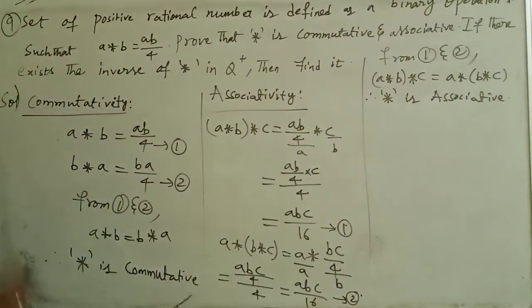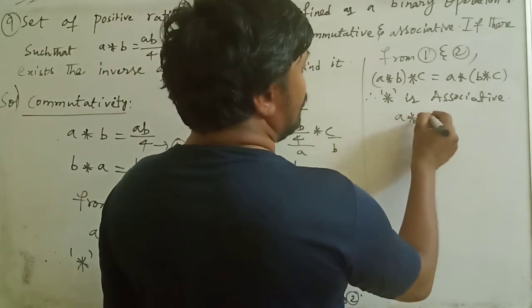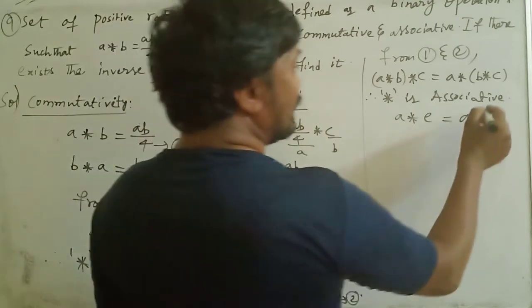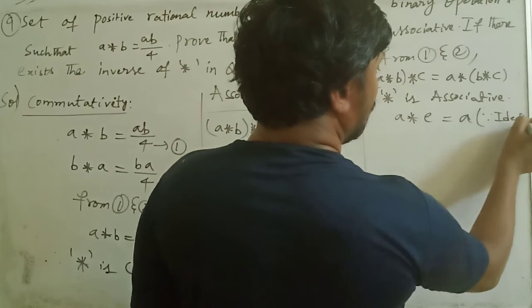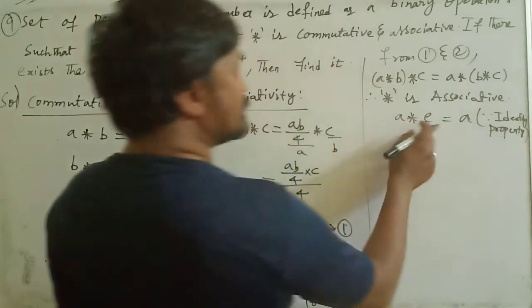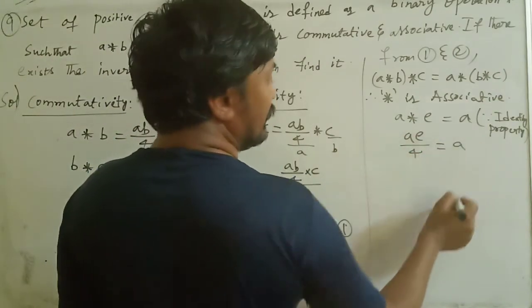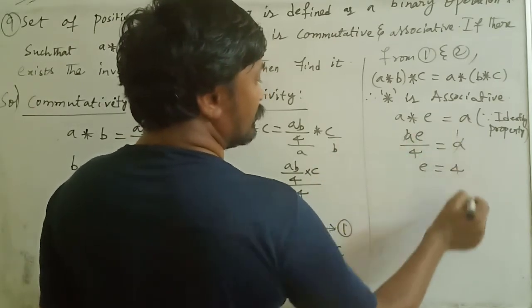Okay, then first find the inverse element. If you want to find it, first you need to find the identity element. You have the formula for the identity element: a star e is equal to a. This is the identity property. So a star e can be written as ae upon 4, that is equal to a. a gets cancelled, e is equal to 4 into 1, which is 4.